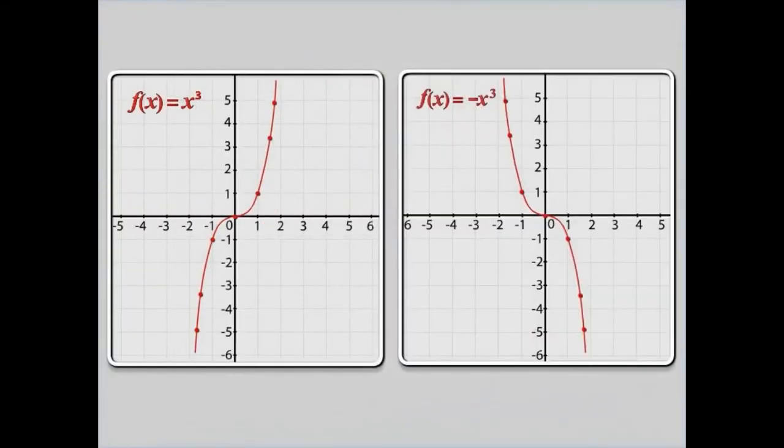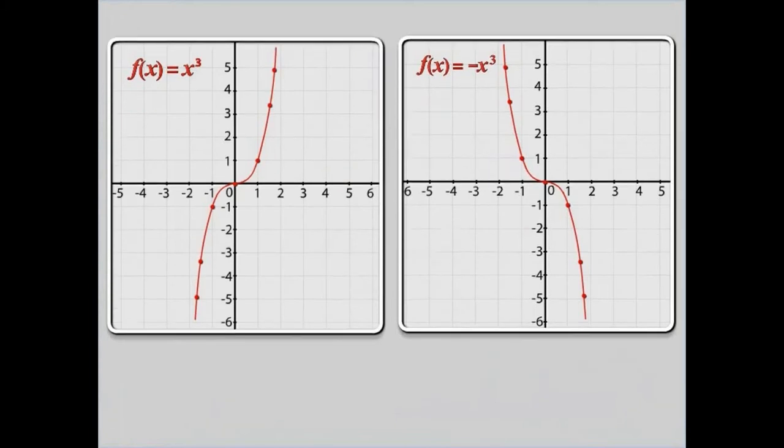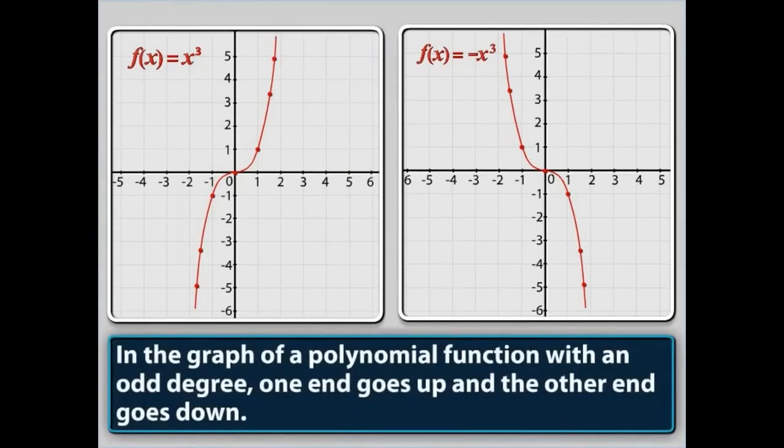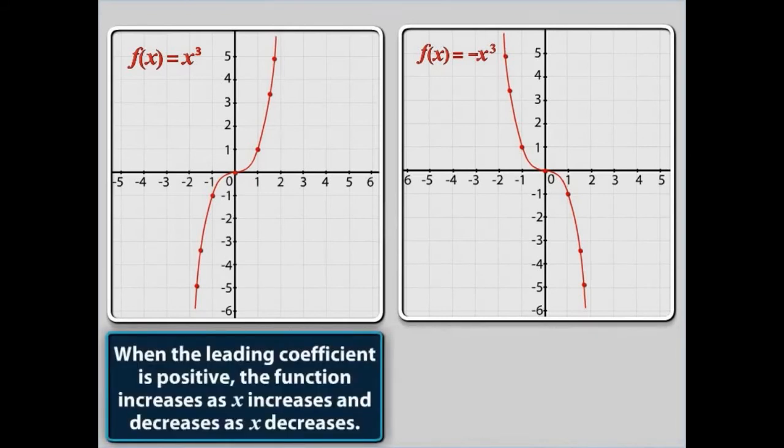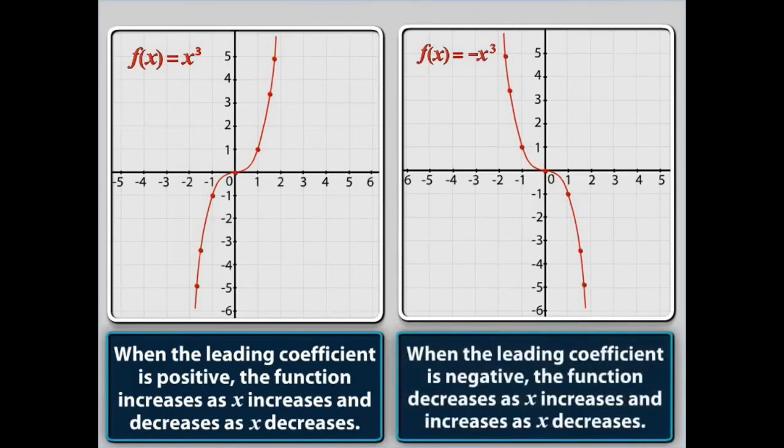Looking at these graphs, we can generalize that in the graph of a polynomial function with an odd degree, one end goes up and the other end goes down. The function behaves differently at both ends. When the leading coefficient is positive, the function increases as x increases and decreases as x decreases. When the leading coefficient is negative, the function decreases as x increases and increases as x decreases.